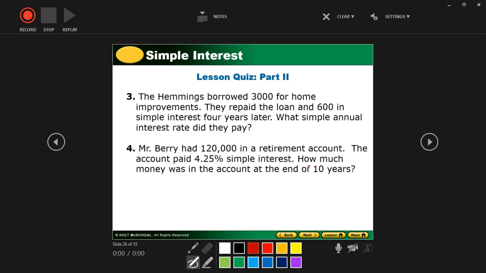Okay, number 3. The Hemmings borrowed 3,000 for home improvements. They repaid the loan and 600 in simple interest 4 years later. What simple annual interest rate did they pay? So here the question is the percentage. Number 4, Mr. Berry had 120,000 in a retirement account. The account paid 4.25% simple interest. How much money was in the account at the end of 10 years? Here the question is the total amount. Okay? So for number 3, the answer is 5%. Number 4, that's 171,000 pesos.